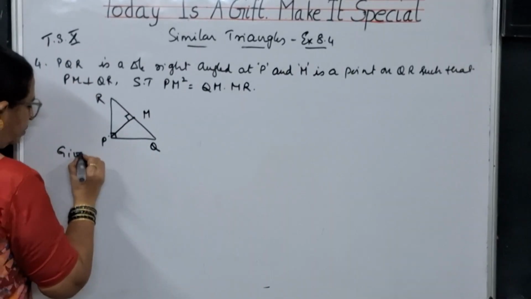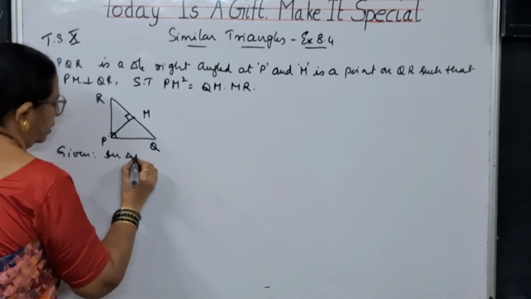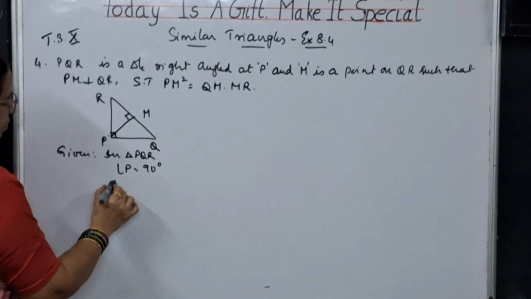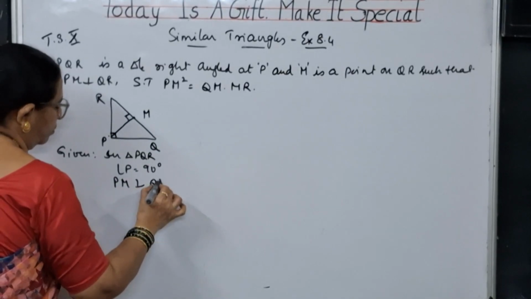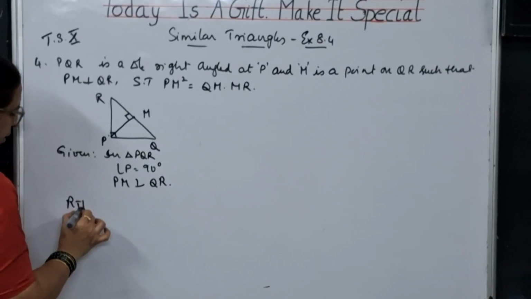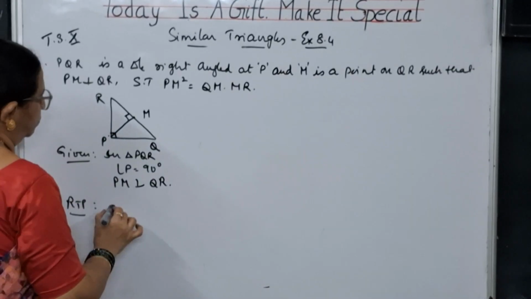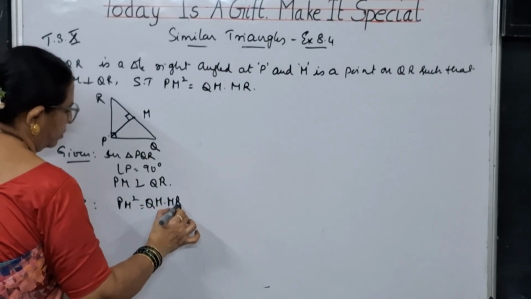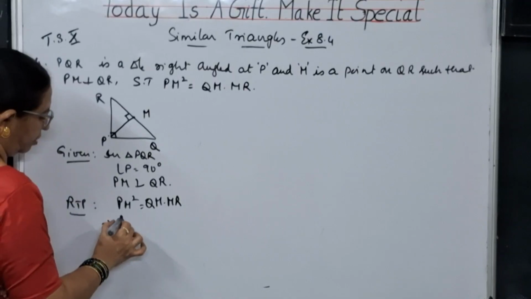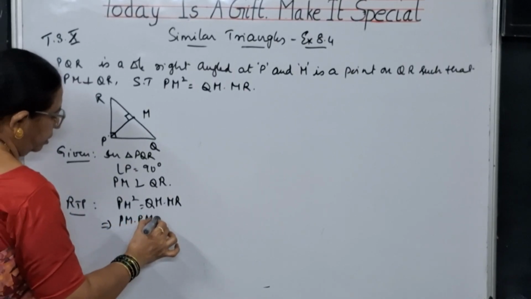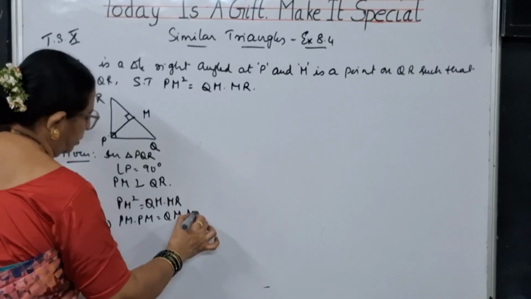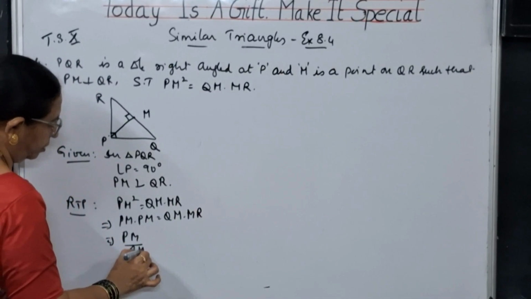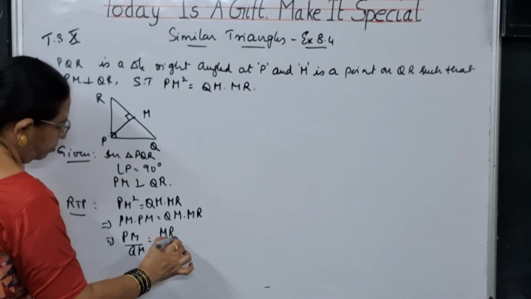So, what is given to us? In triangle PQR, angle P is equal to 90 degrees. PM is perpendicular to QR. What is RTP? What we need to prove? PM square is equal to QM into MR. What does this imply, children? PM into PM is equal to QM into MR. This implies PM by QM is equal to MR by PM.